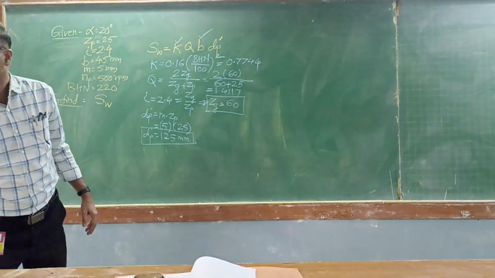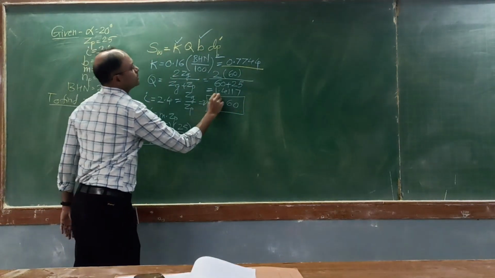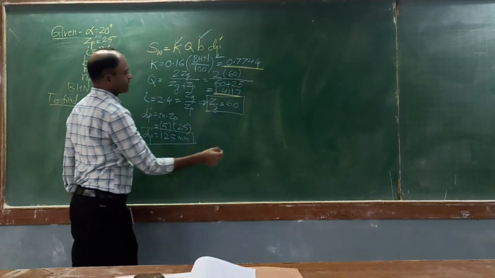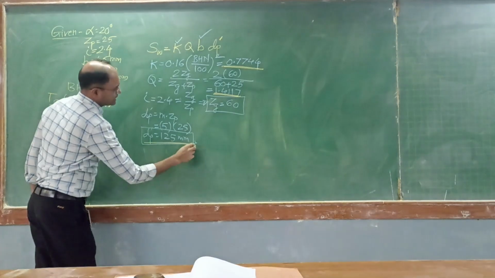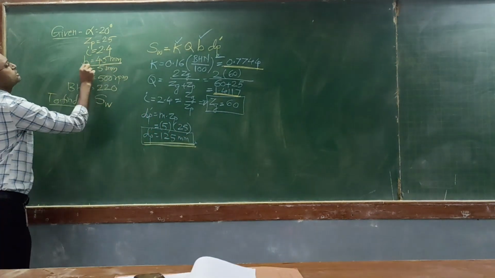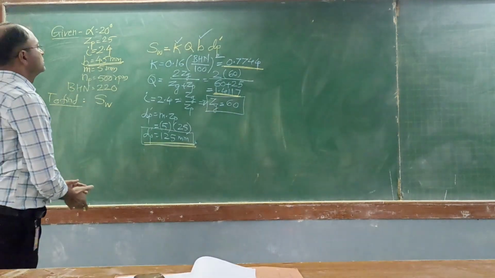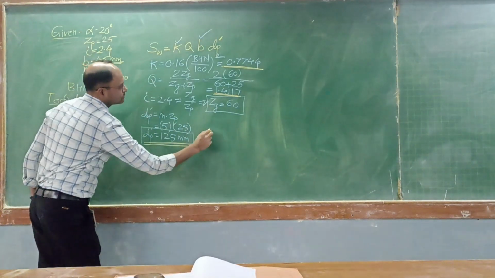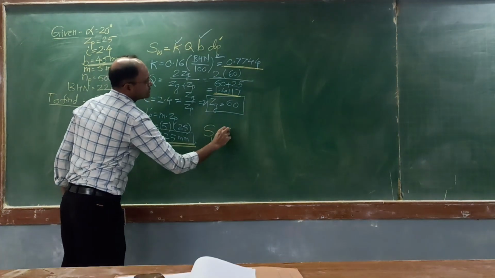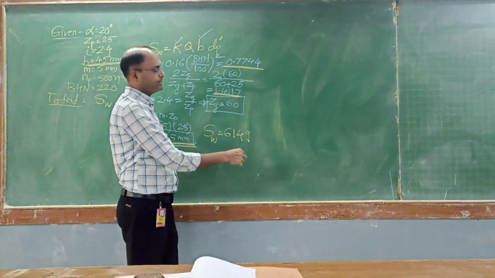Okay. So we have to put all these values in the equation. K, Q, b, dP dash, and this b is equal to 45. So by putting all the values, we get 6149.36.